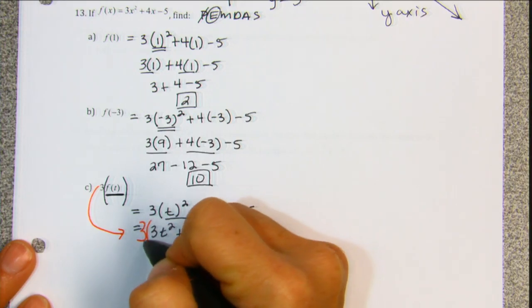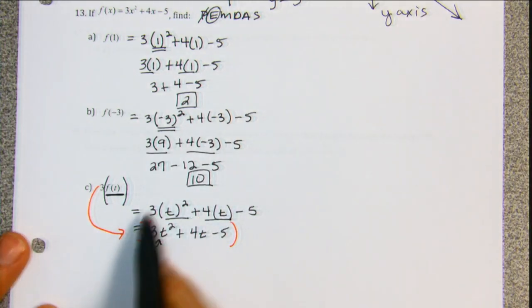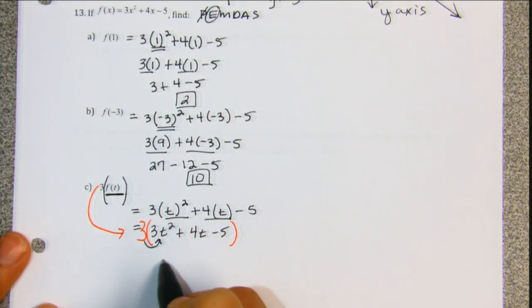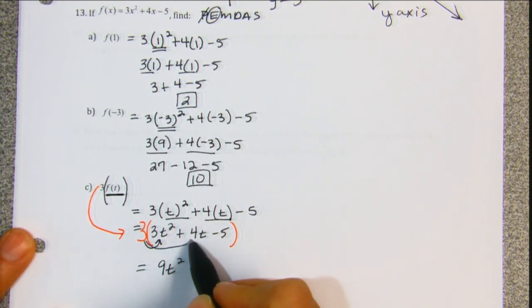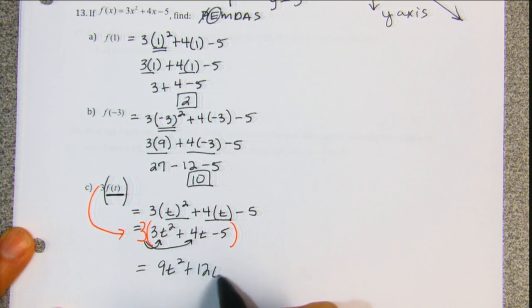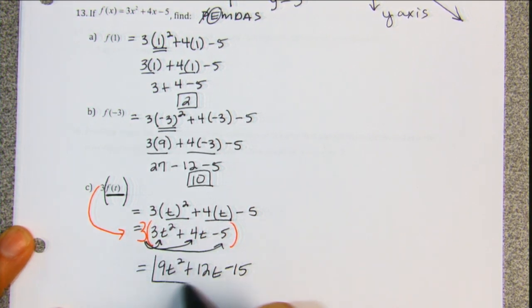So distributing, I'm going to go underneath since I can't up here. So 3 times t squared is 3t squared... 3 times 3t squared is 9t squared. 3 times 4t is a positive 12t. And 3 times negative 5 is a negative 15.